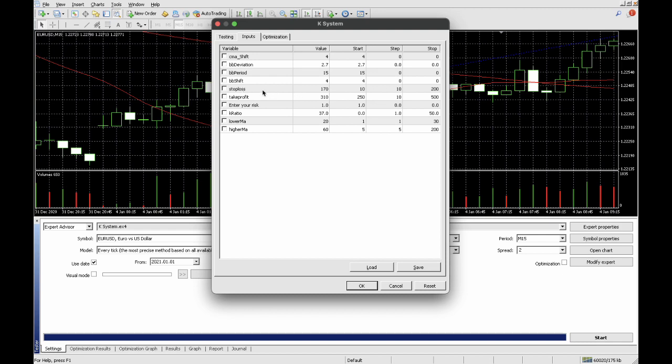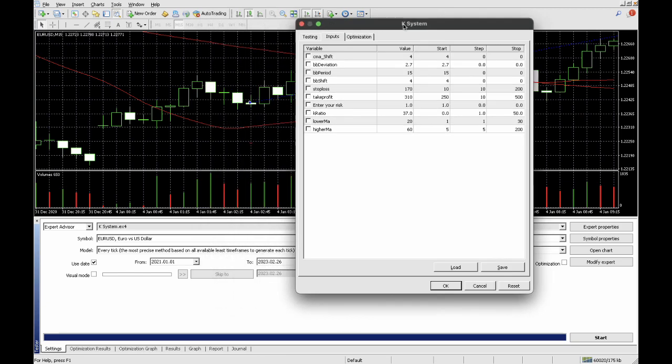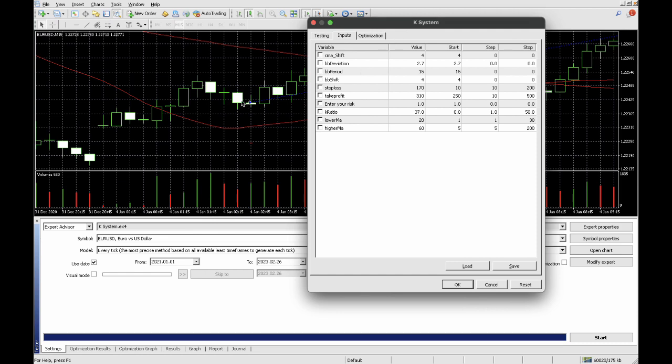The first thing we can look at here is the stop loss, which is set at 170 pipettes. Then the take profit, which is set at 310 pipettes, and then the risk, which is set at 1.0, which means we are risking 1% of our account per trade. We also have the K ratio, which I explained as the K of the first candle divided by the K of the second candle.